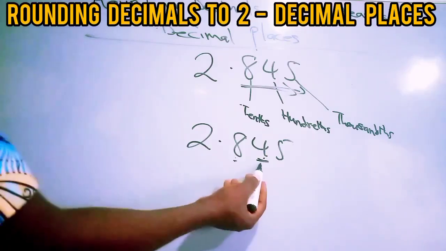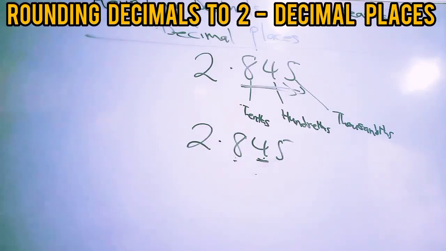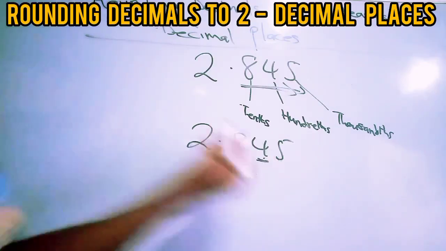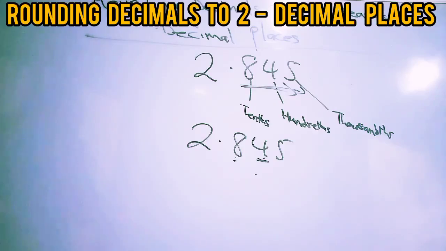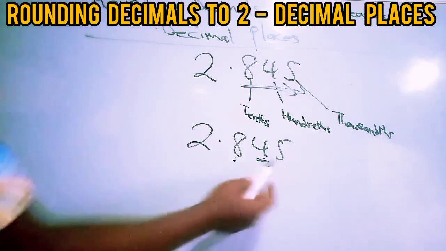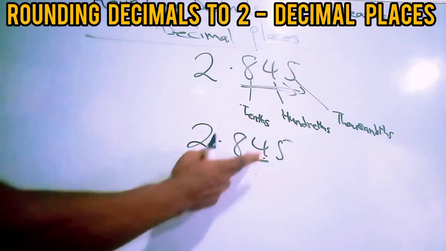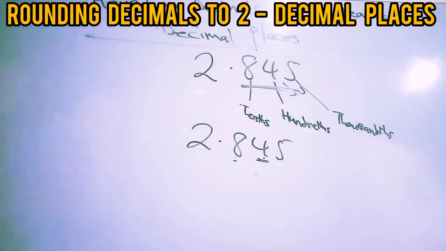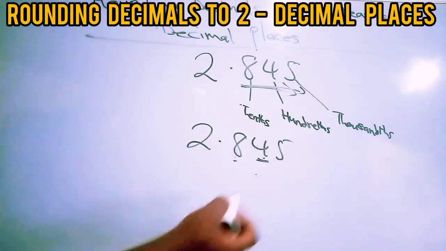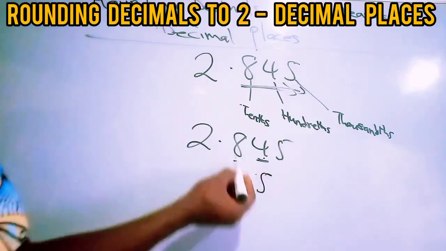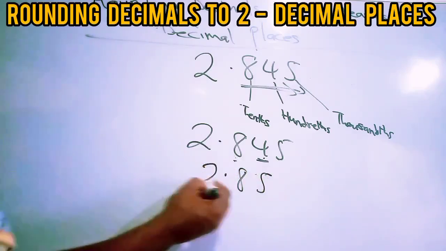Now, for you to work on this, it depends on the immediate number after the one you're working on. So in this case, the 5, which is the thousandths position. And what did we say? We said when this number is 5 and above, you add 1 to this, just like the way we did it when we were rounding whole numbers. So this is 5. You add 1 to the 4 to make it 5, and this will become 8.5.